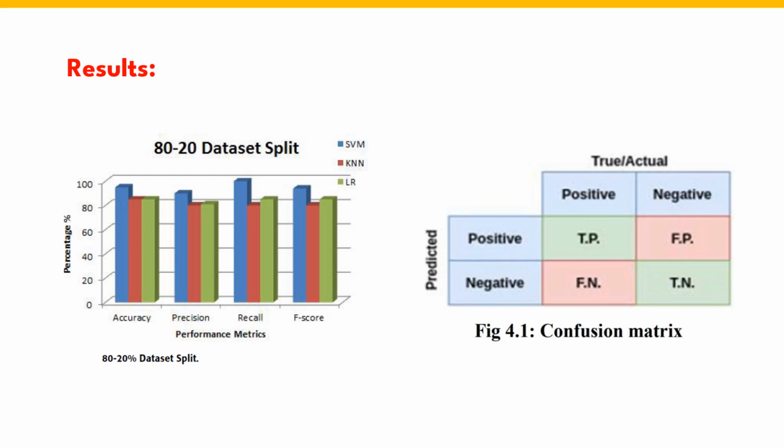This is the discussion of accuracy, precision, recall, and F-score. So all three, that is SVM, KNN, and LR, are discussed in these percentage values.